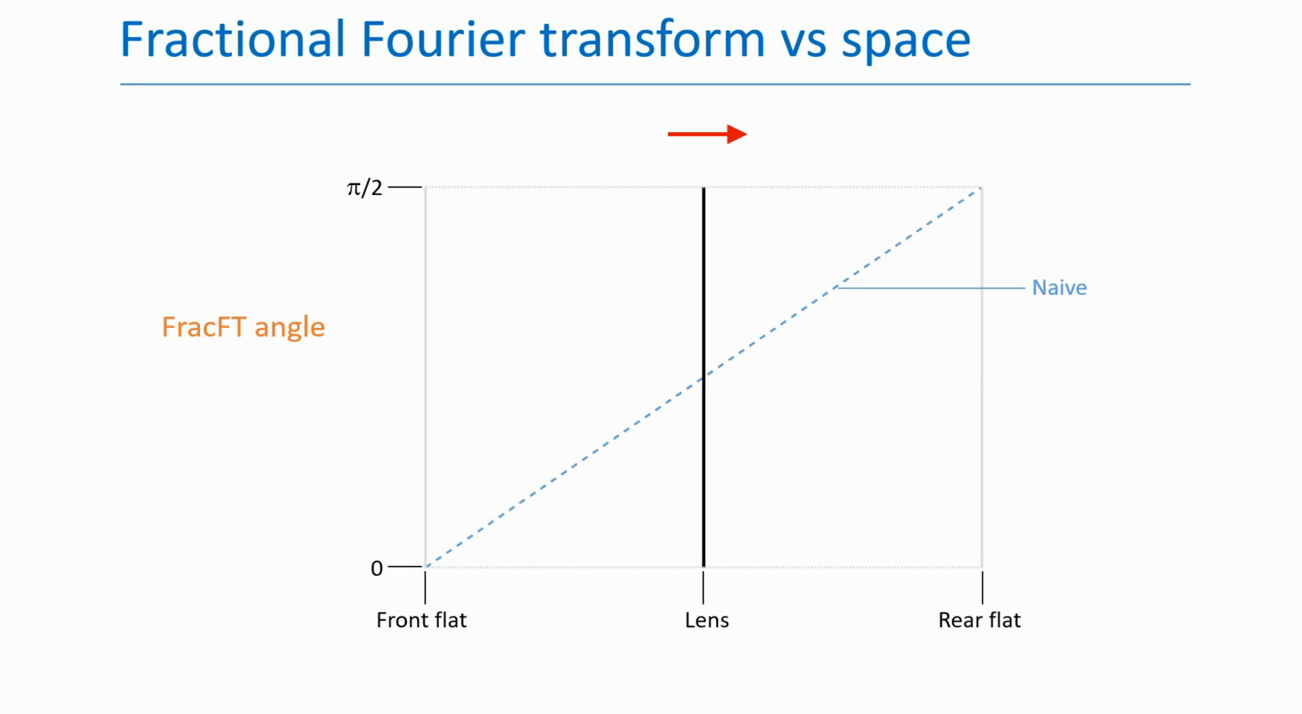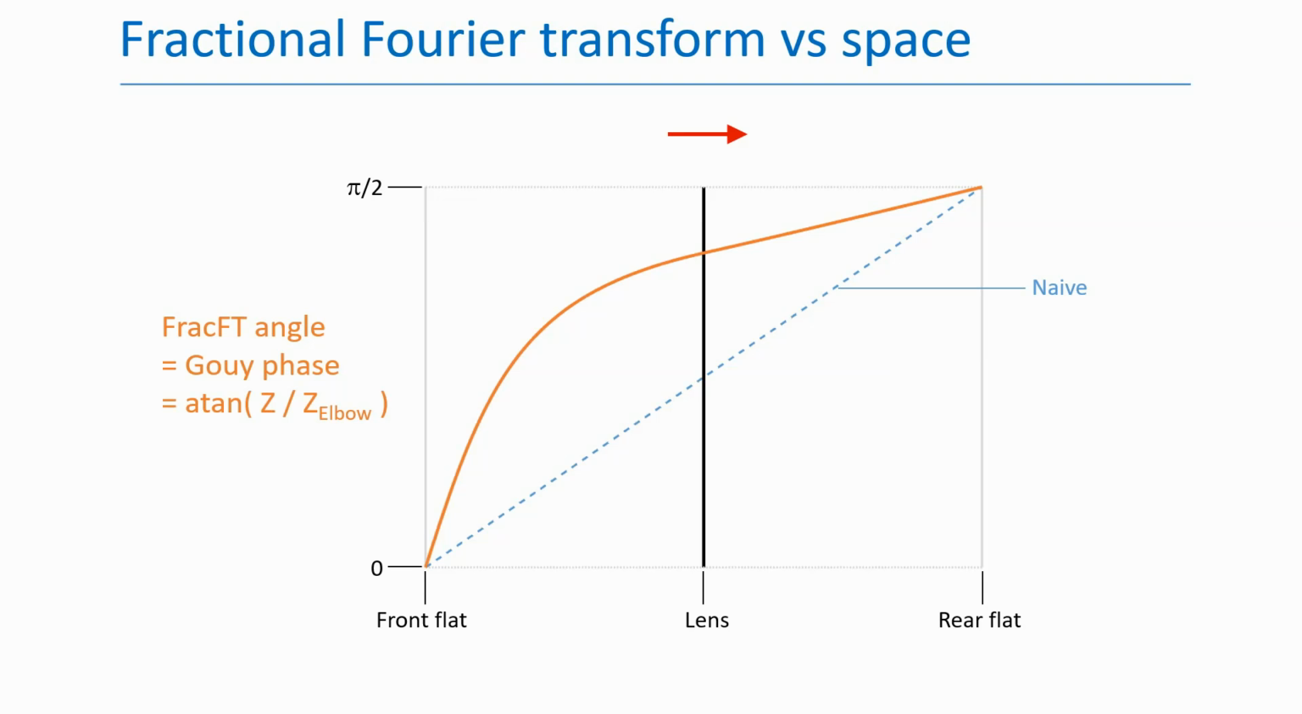Now let's apply this concept to the beam. The horizontal axis represents distance along the optical axis, and light is propagating from left to right. The vertical axis represents the angle of the fractional Fourier transform. Naively, you might suppose that the relationship follows a straight line, and that the transform angle simply equates to propagation distance, so that, for example, the lens is half of the distance, and so it's half of the transform angle, etc. But this is not correct at all.